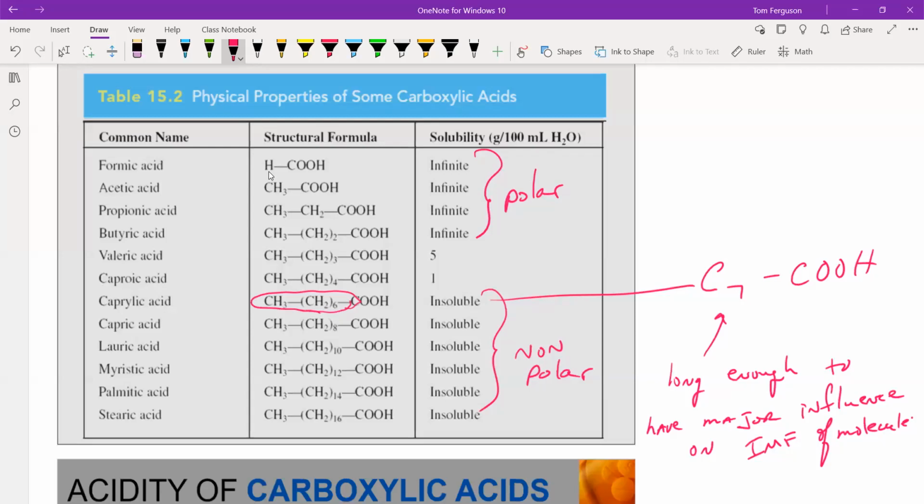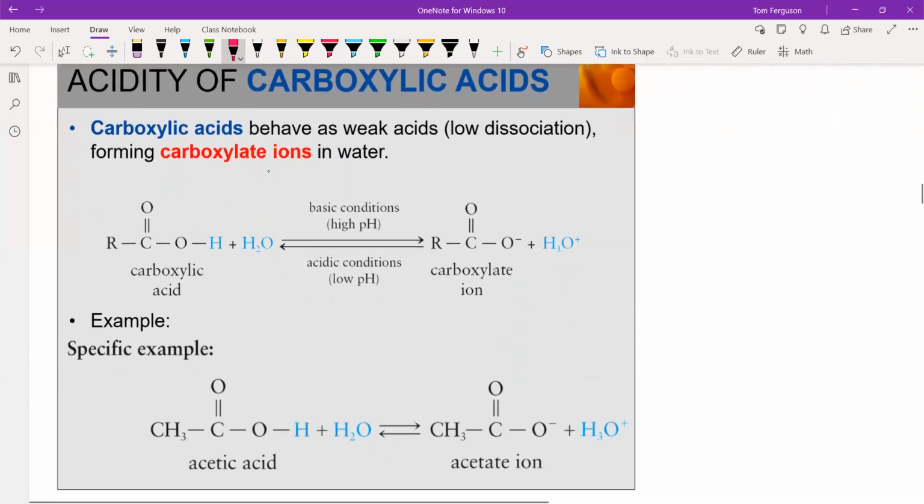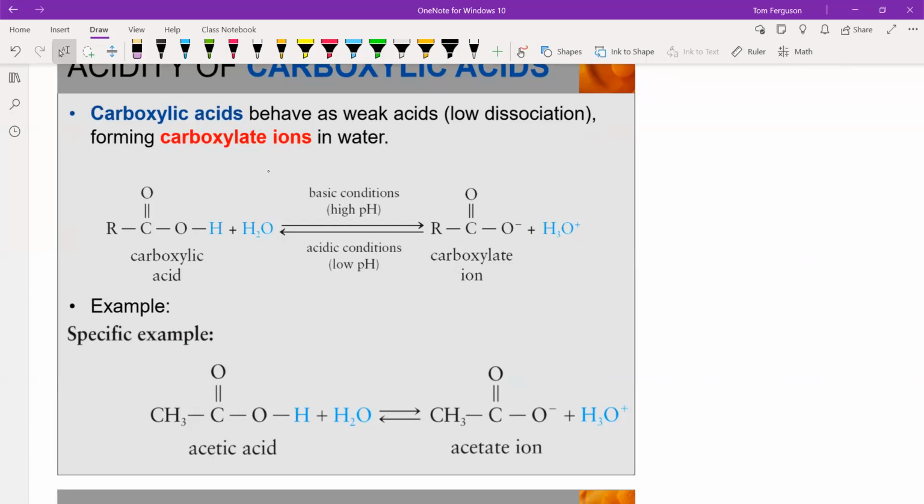So that's the transition into a non-polar molecule. But it started off as a very polar molecule. Okay, when we say carboxylic acids, carboxylic acids are organic acids. They are weak.